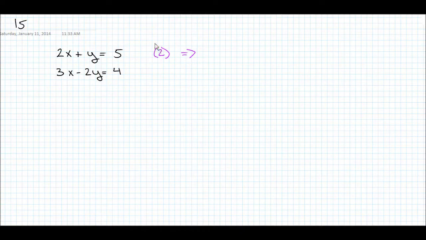So we're going to multiply 2 times 2x would be 4x, plus 2 times y is 2y, equals 2 times 5, which is 10. And remember, whatever we do to one side of the equation, we have to do the other side, so this is still a balanced and equal equation. We're just going to slide over the second equation. 3x minus 2y equals 4.